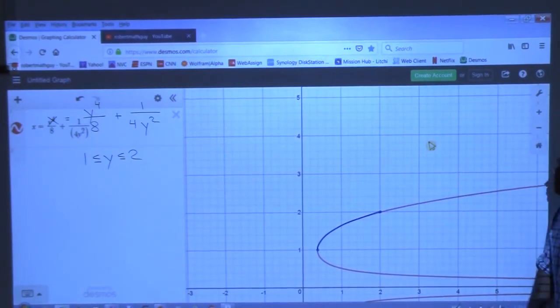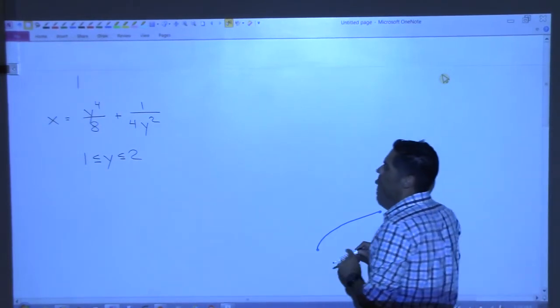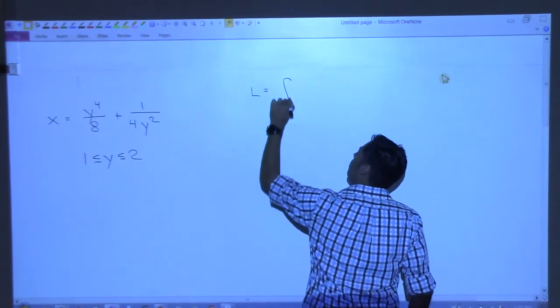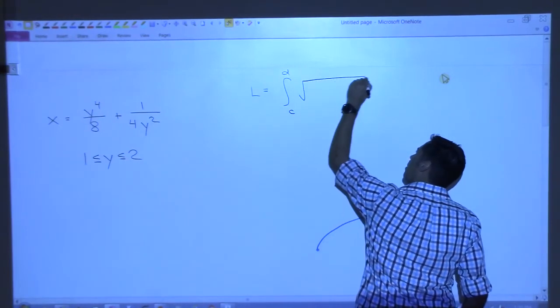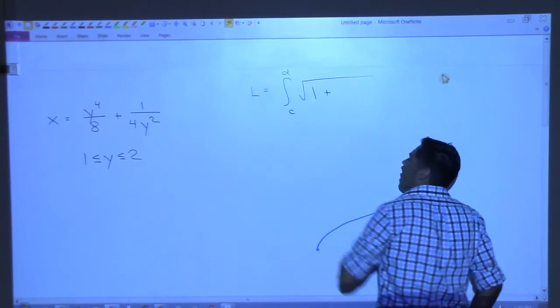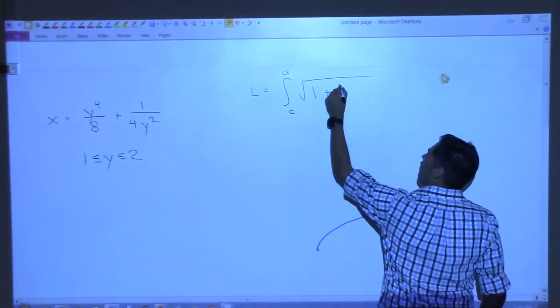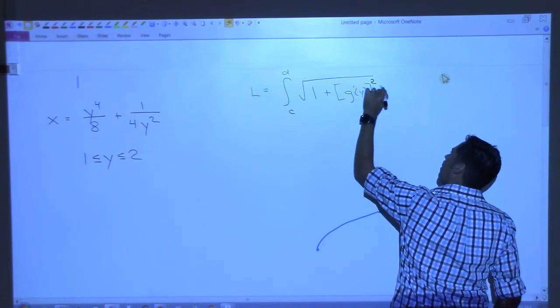Okay? So we'll want to use the other formula, right? We're going to want to use the other formula because that will definitely work better for us. We're going to be doing that the length is the integral from c to d of the square root of 1 plus, now this time I call that g of y, right? So it's going to be g prime of y, that squared, dy.